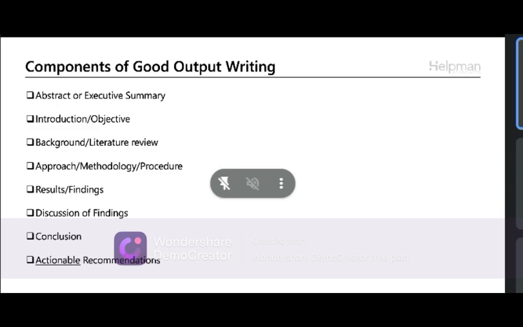Then introduction or objective, background, so literature review, approach, so methodology and procedures, results and findings, discussion of the findings, and then a conclusion. After the conclusion, then actionable recommendations.